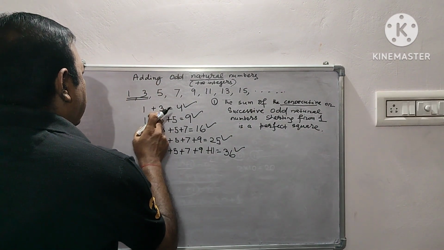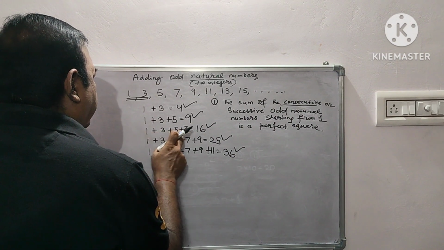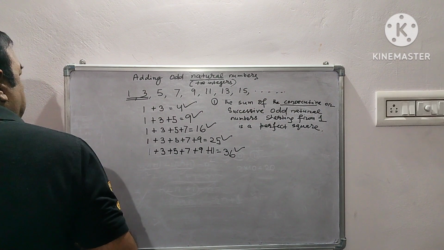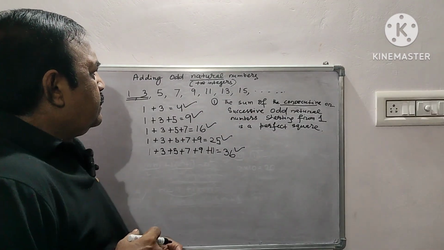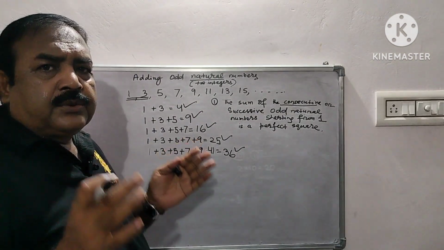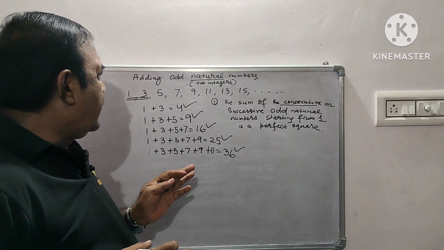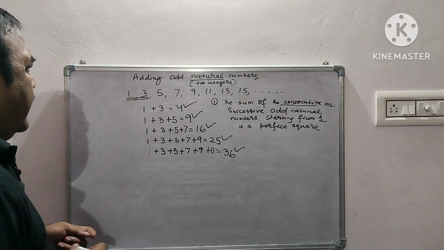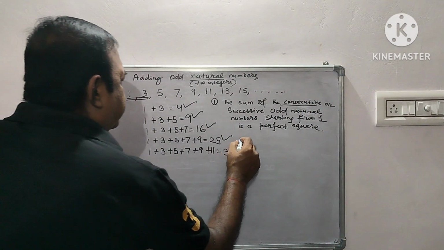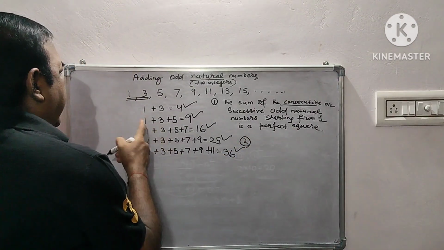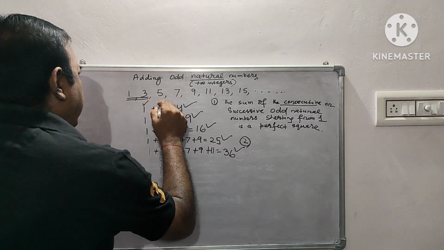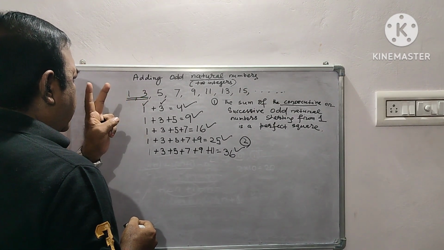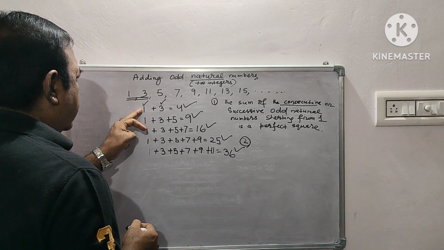You start from 1. You may add 2 numbers, you may add 3 numbers, you may add 4 numbers or 5 numbers, 6 numbers, as many as in this pattern. But you will have to add the successive odd natural numbers starting from 1, and the sum will be a perfect square. And the second point you see: when I started from 1, how many odd natural numbers did I add? I have added 2 odd natural numbers starting from 1.